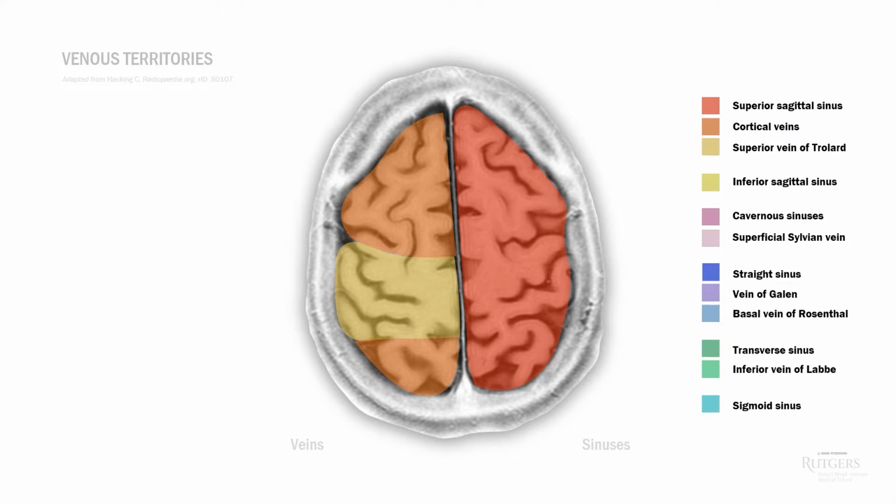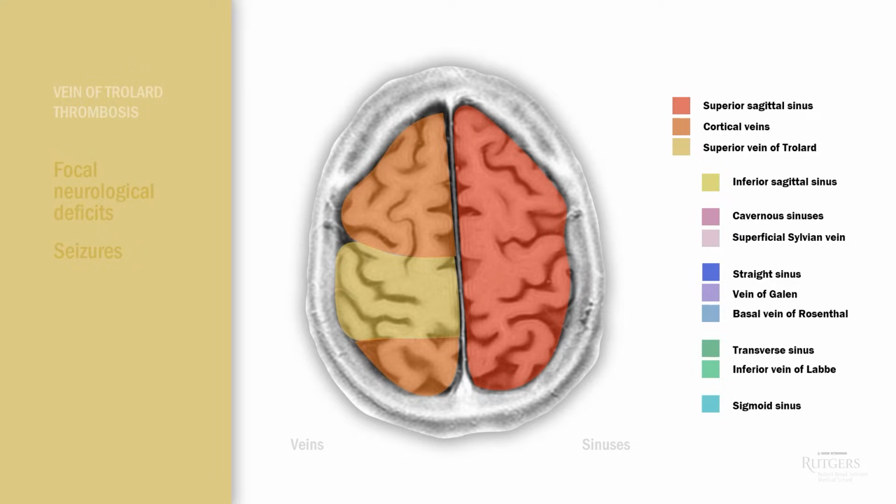Superior sagittal sinus and the cortical veins drain the rostral and lateral brain. The largest vein is the superior anastomotic vein, also called the vein of Trollard. The way to remember this is the mnemonic Trollard is top, Trollard, top. Isolated thrombosis of the vein of Trollard is unusual, but can cause frontoparietal edema, which will result in focal deficits related to those brain areas. And when cortex is involved, seizures may follow.